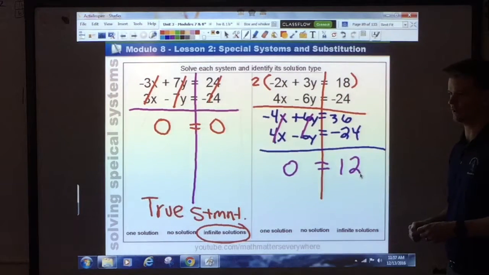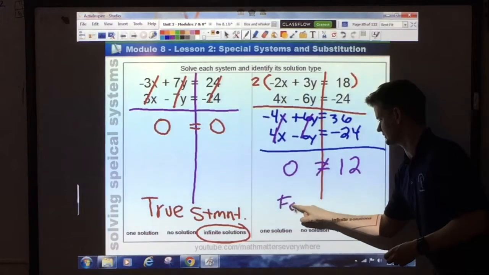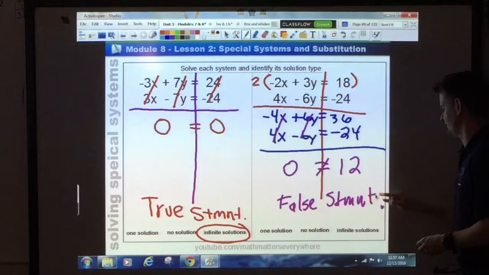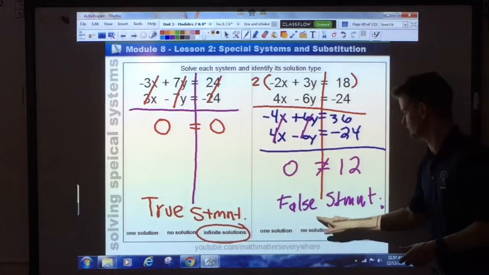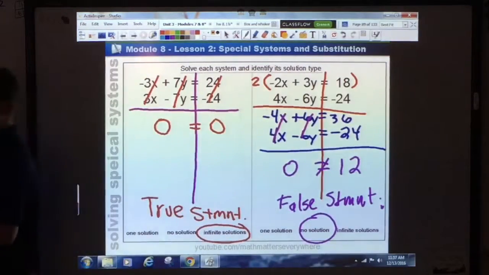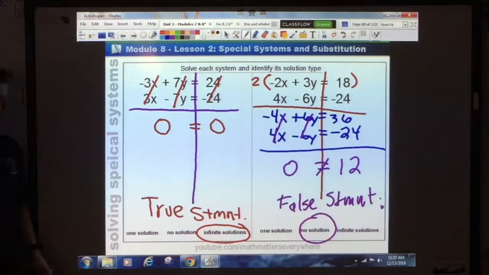Catherine, does 0 equal 12? No, 0 does not equal 12. That is a false statement. And if we have a false statement, Catherine, what type of solution is that? No solution. Any questions on this? No questions. All right.